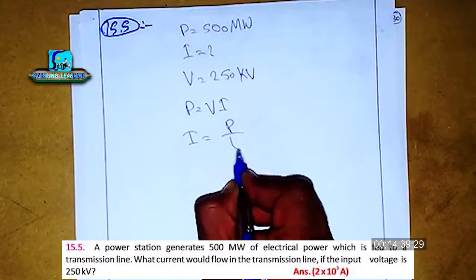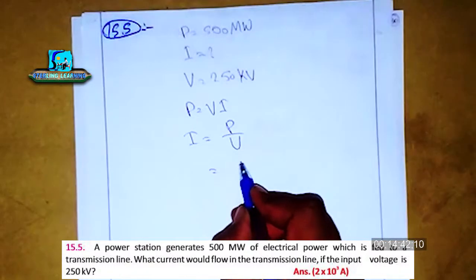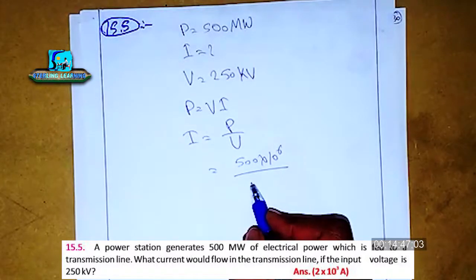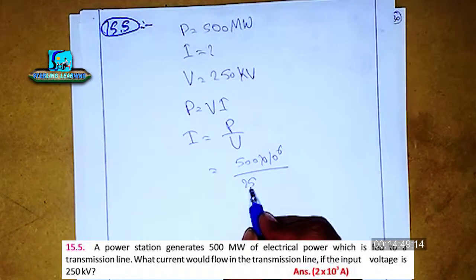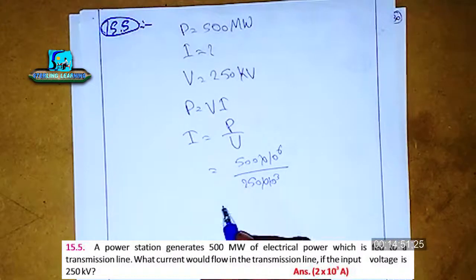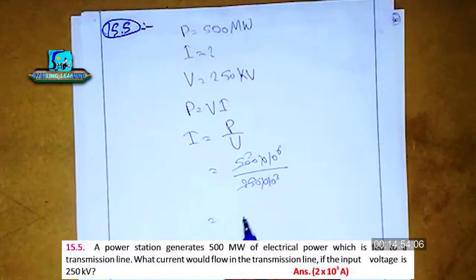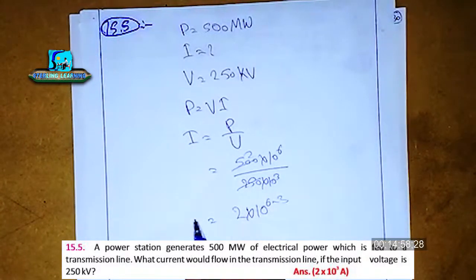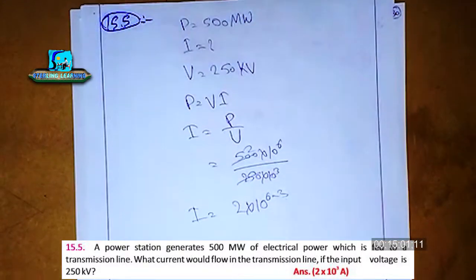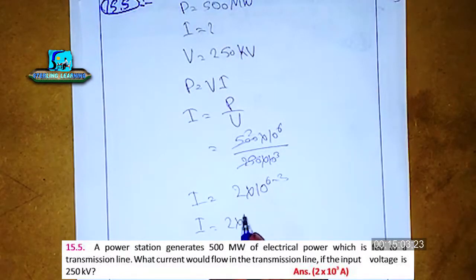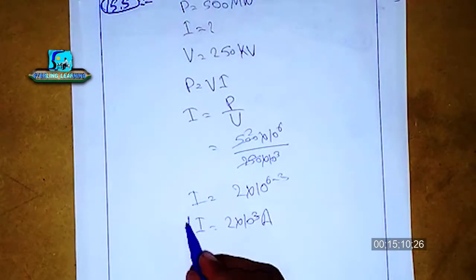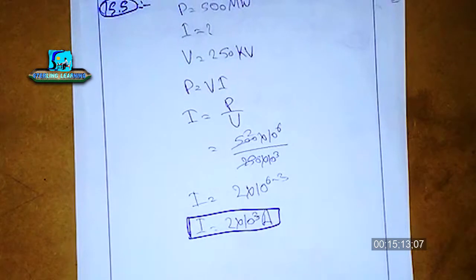So P over V. 500 into 10 power 6, and 250 into 10 power 3. 250 goes into 500 two times. So 2 into 10 power 6 minus 3. It is I. 2 into 10 power 3 amperes. This is the answer of our 15.5 numerical.